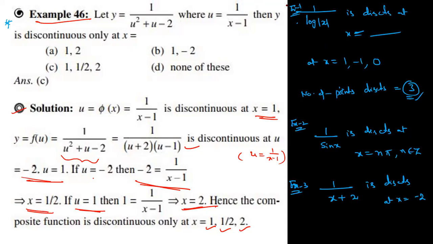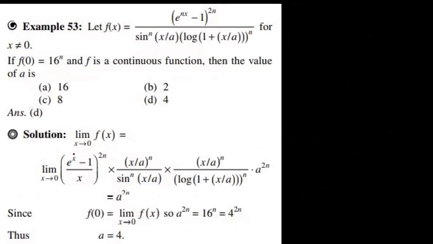Completed? Okay, fine. Let f of x is equal to, for x not equal to 0. Dear students, f of 0 is equal to 16 power n and f is a continuous function. Then find the value of a.